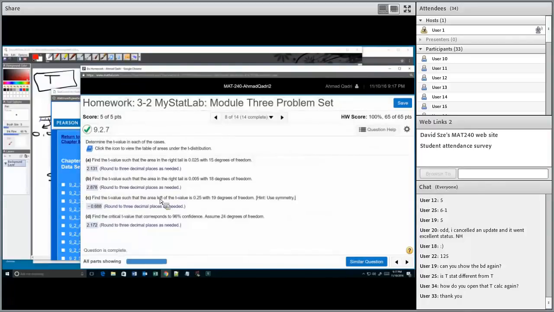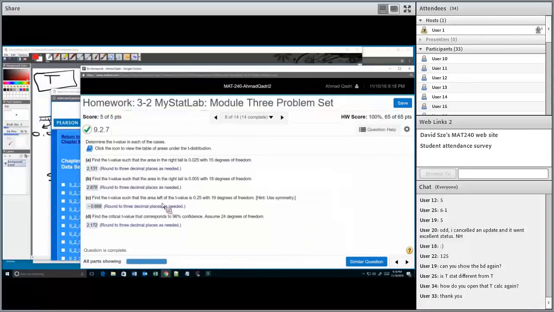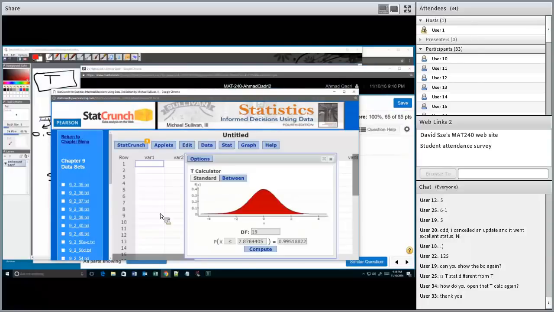Find the t-value such that area left of the t-value is 0.25 with 19 degrees of freedom. So 19 degrees of freedom, area on the left side. Now I'm going to change this sign to left. What is the area? 0.25. So I'm going to put 0.25 and I get minus 0.6876. Okay.